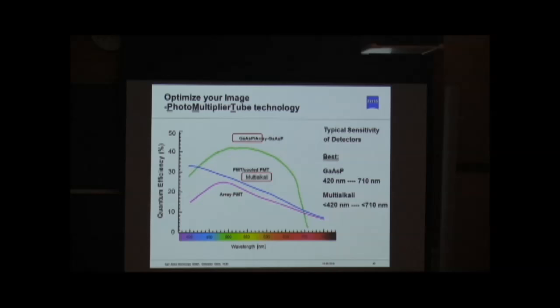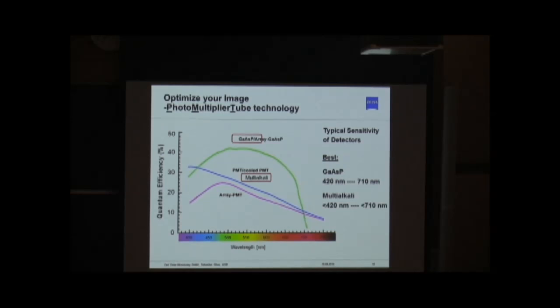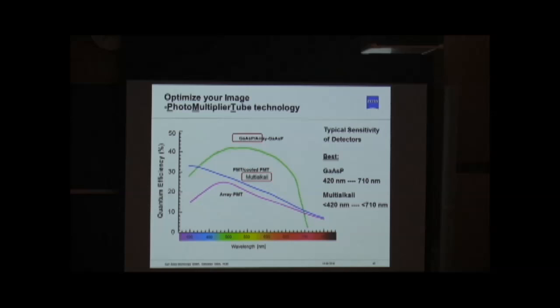And by the way, also keep in mind, probably some of you already discovered on that slide, that the quantum efficiency of the GaAsP detector is usually much lower than the camera. The camera provides you with a much higher quantum efficiency, up to 90%. And on a confocal system, the two different detectors only reach about 45%.